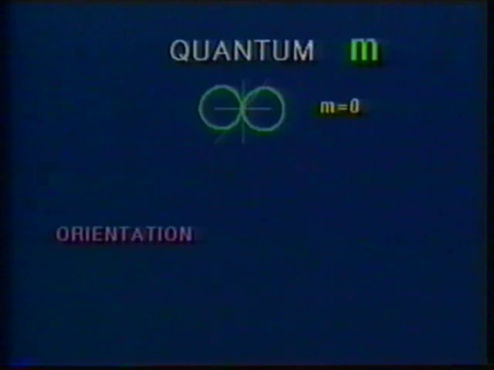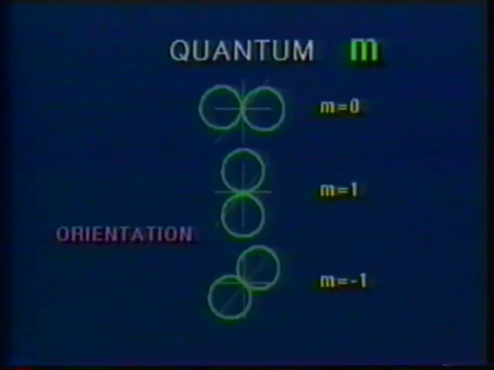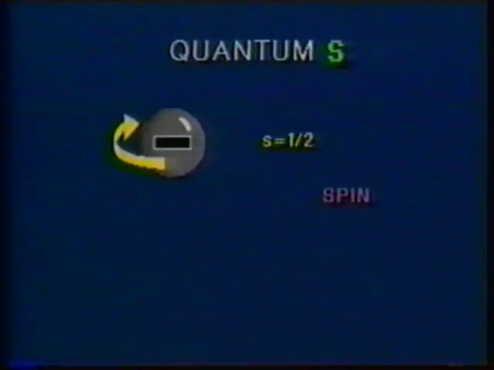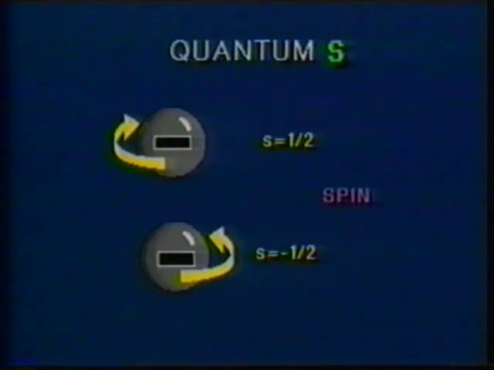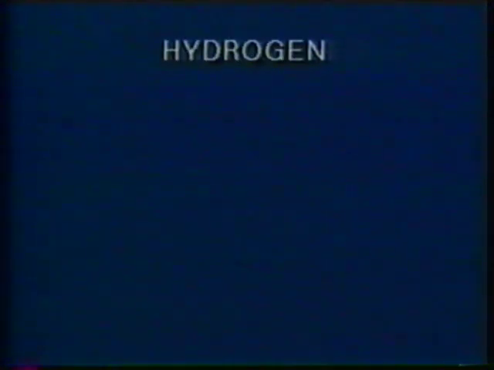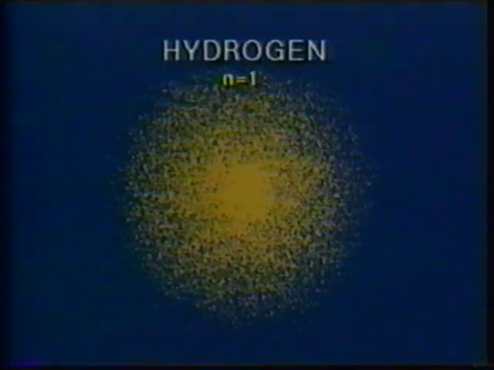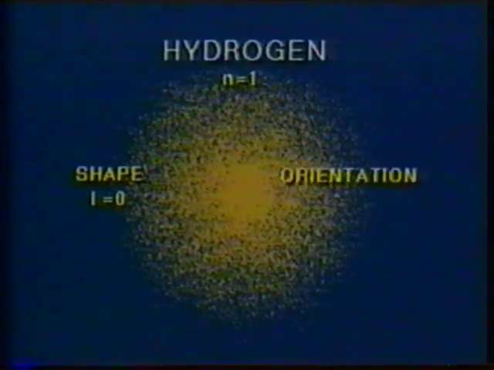The orientation of that shape in space using quantum number m, and possible spins on the electron described by quantum number s. For a hydrogen atom with orbit n equals 1, there is only one possible shape. This shape has the quantum number L equal to 0. Since the shape is spherical, it can have only one orientation in space, described by the quantum number m equals 0. Hydrogen with only one electron can only ever have one spin, s equals 1/2, so we will ignore it after this example.